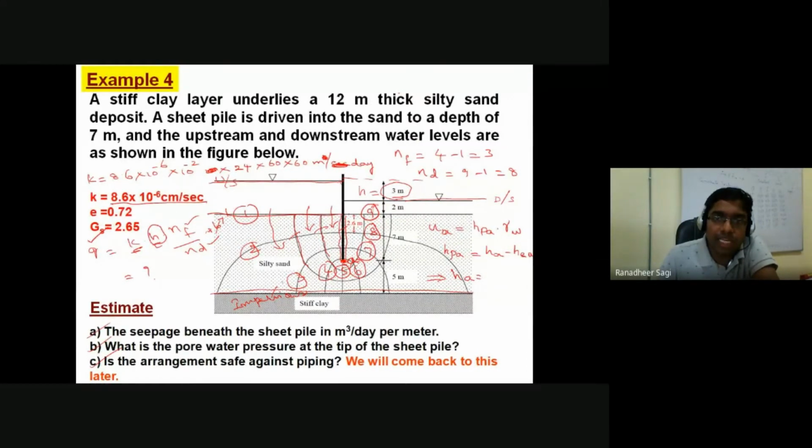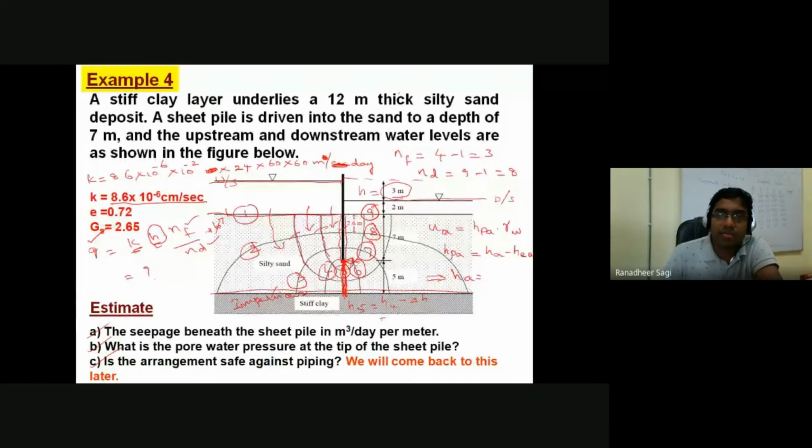Where is this point A lying? Point A is at the bottom of the sheet pile. From the bottom of the sheet pile, you have one equipotential line, the fifth equipotential line. If I can say what the total head corresponding to the fifth equipotential line is, automatically the total head at point A is the same value. So what becomes my total head corresponding to the fifth equipotential line? It is equal to the total head corresponding to the fourth previous equipotential line minus delta H. This is one way.